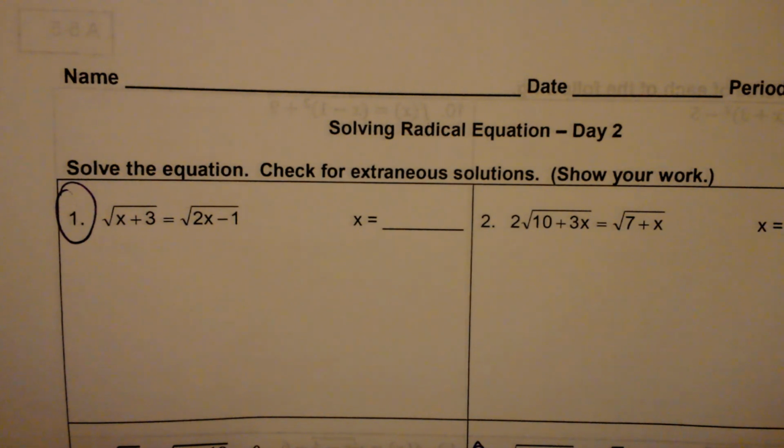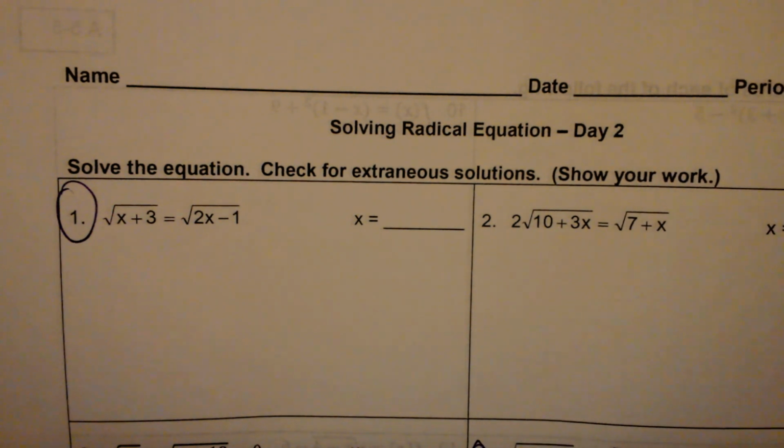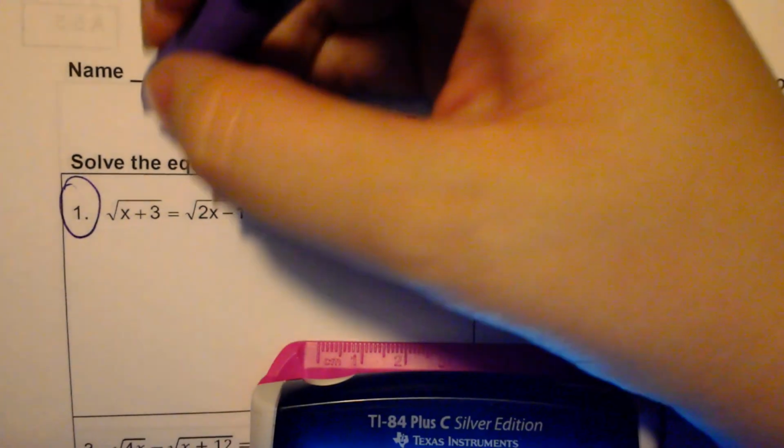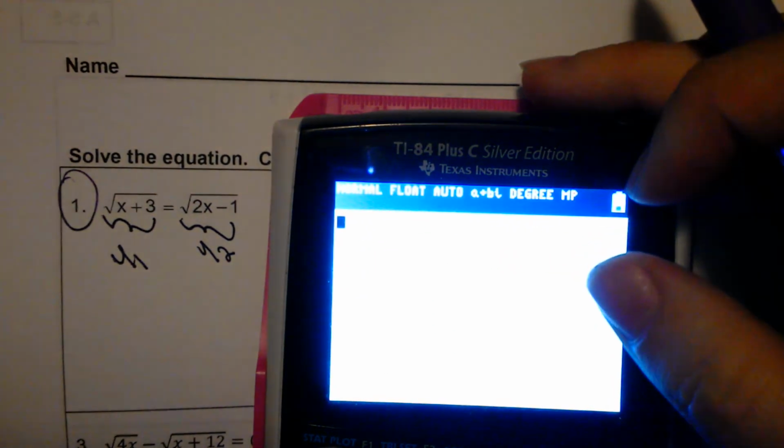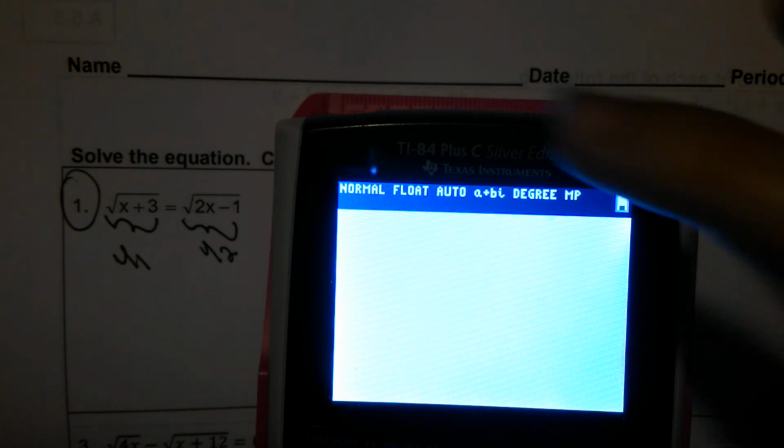For these, 1 through 4 aren't that bad to do by hand. 5 through 8 get really time consuming. So for these, I said just put it in the calculator. You split it up and put the left side in y1, the right side in y2, and graph it so we can see what that will look like.